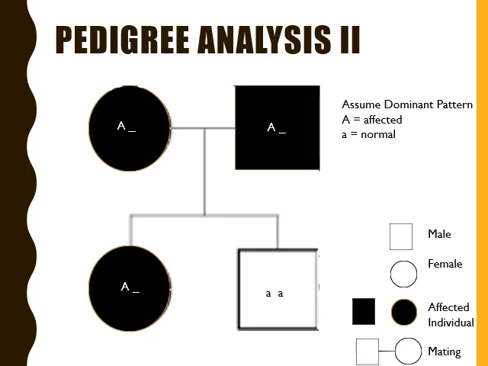Is it possible? Well, this could be possible if the parents each had a little a as well. And because we don't know what they have based on their phenotype, it is possible that they have a little a in each, that they are heterozygous and could have had a completely normal offspring. So an autosomal dominance pattern is logically consistent.